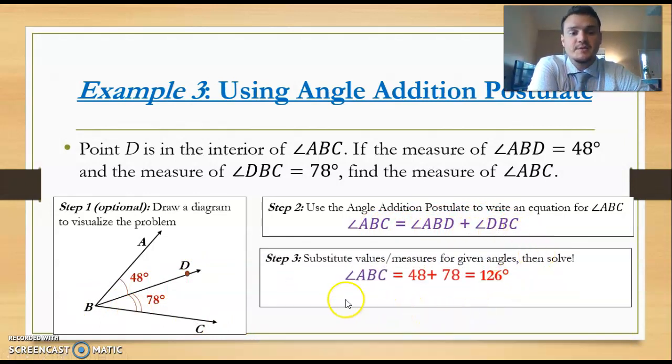And then we can just substitute the values in. So we know ABD is 48. We know that DBC is 78. So if we plug those in, we can rewrite this angle for ABC. So we know that ABC is just equal to 126. So this whole angle ABC is 126. That's how the angle addition postulate works. Let's look at another example.